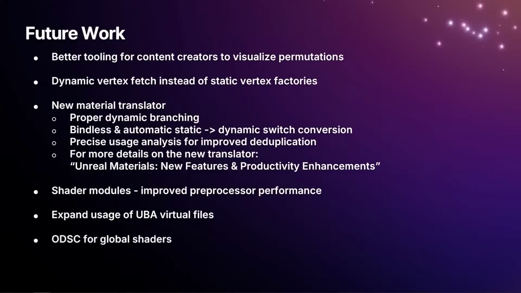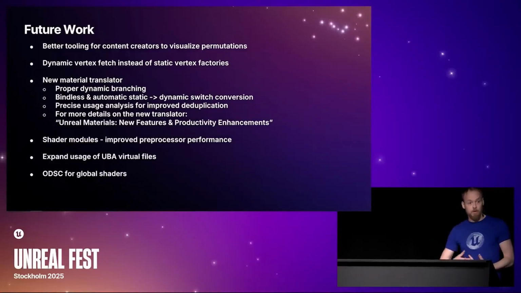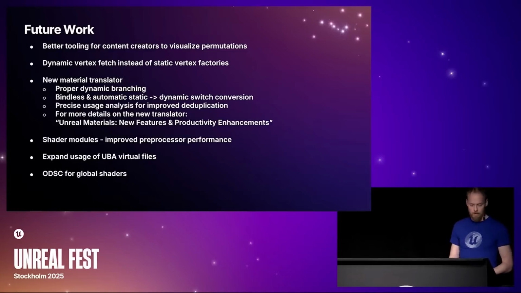And finally, we've had a bunch of requests to implement some form of ODSC for global shaders. Now, it's not quite the same situation as materials because global shaders don't have a valid fallback. But at the very least, we should be able to asynchronously submit all the global shader compile jobs and just block on a result when it's actually needed for rendering.